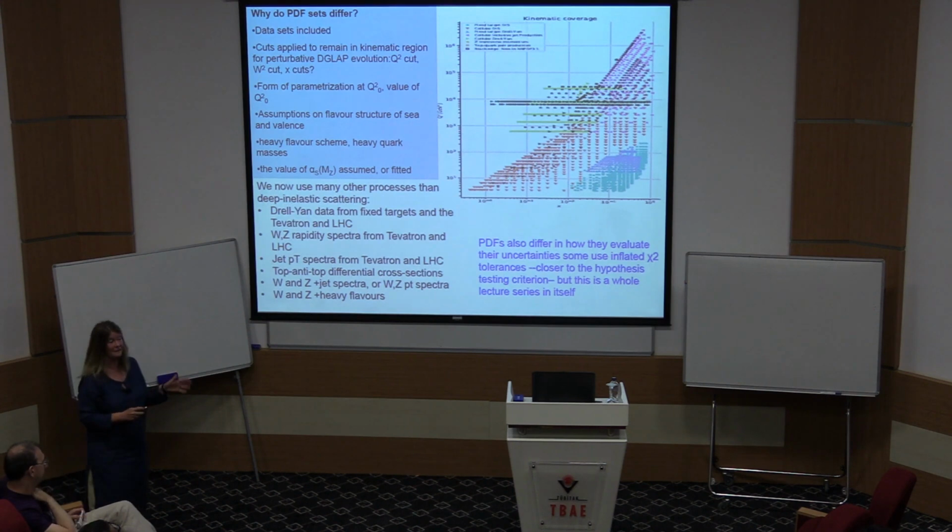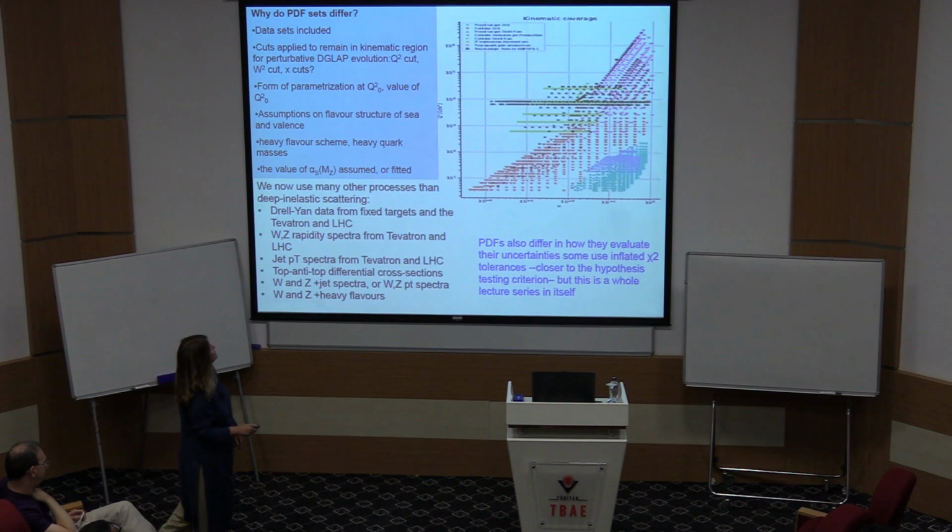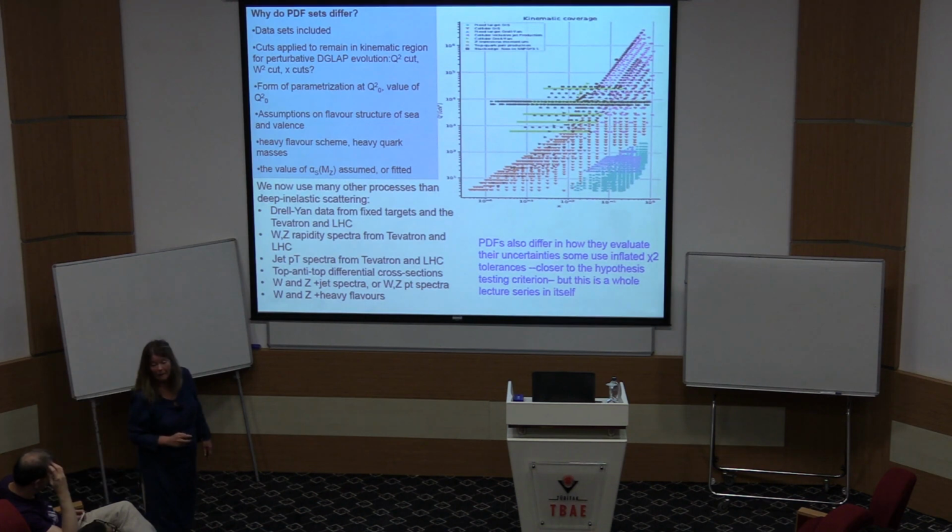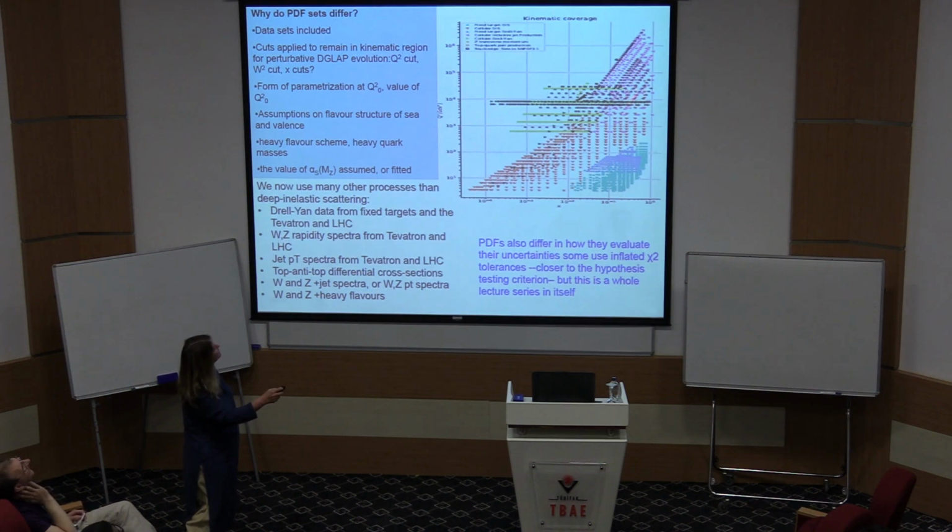And also now things like Ws and Zs with jets and heavy flavors, and that has extended the kinematic region that we fit quite considerably. You're not really meant to be trying to read the scale, but just the kinematic range into the collider region here and the fact that very much more data is in there.